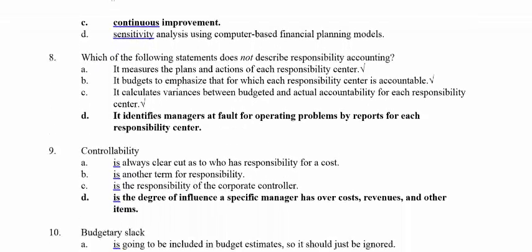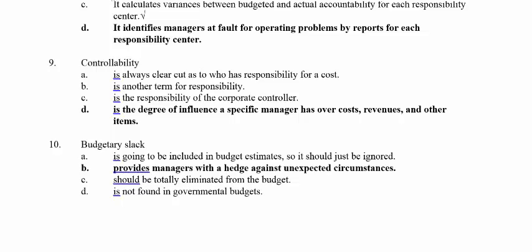Number 9, controllability is D, the degree of influence a specific manager has over costs, revenues, and other items. Keep in mind, though, with controllability, management needs to understand and also occasionally be prepared to discuss that sometimes when you are evaluating a manager and what deems as controllable on their report, you may need to consider individuals in their position prior to them that had an effect on the report at hand.